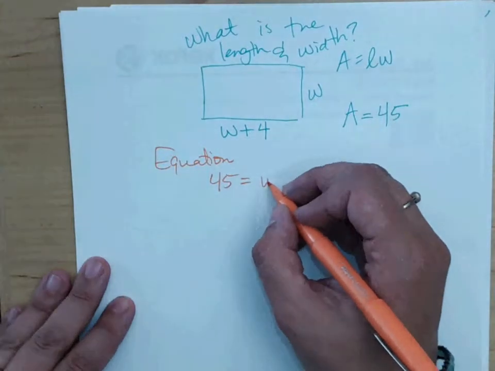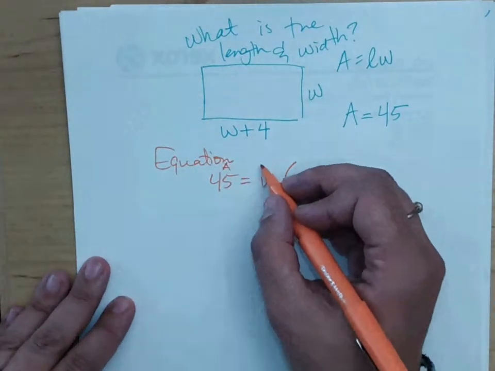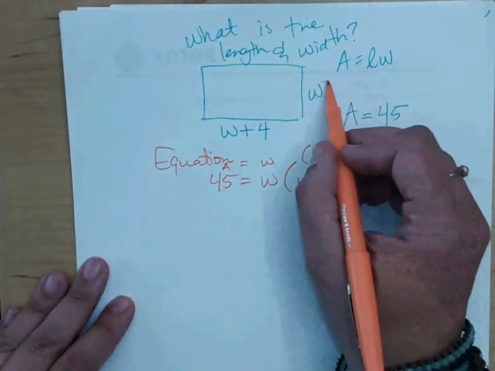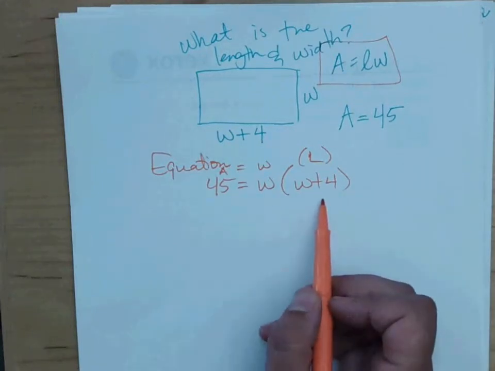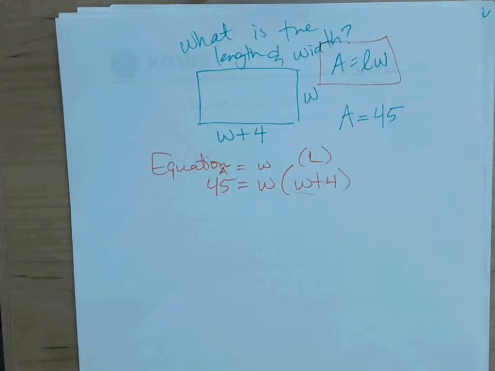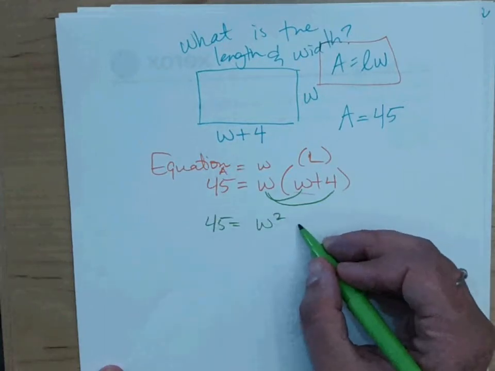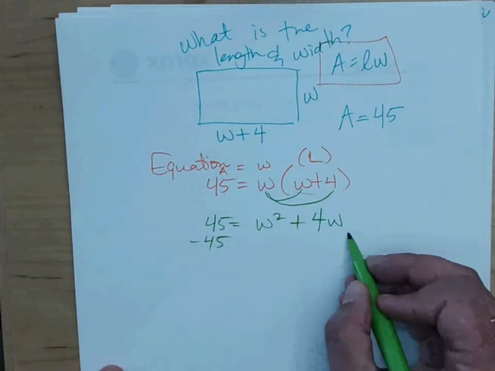45 is equal to W times W plus 4, right, because here's the area, here's the width, here's the length. Oh, so I'm just still using the formula area equals length times width. Okay, now how do I solve this? I want to solve it algebraically. So when I solve it, in order to subtract 45 from both sides, what do I need to do with the W and the W plus 4? Distribute, right? 45 equals W squared plus 4W minus 45.